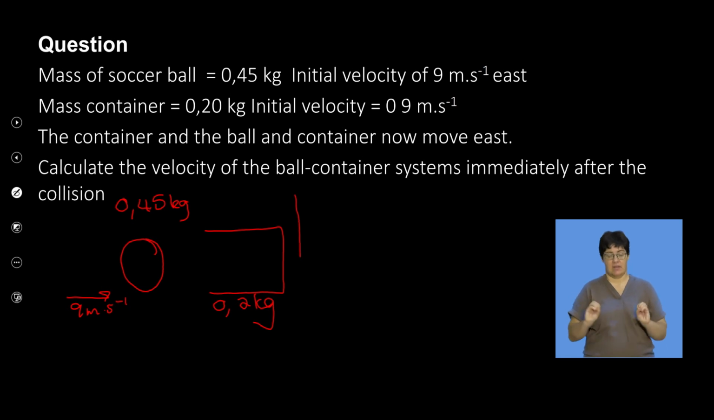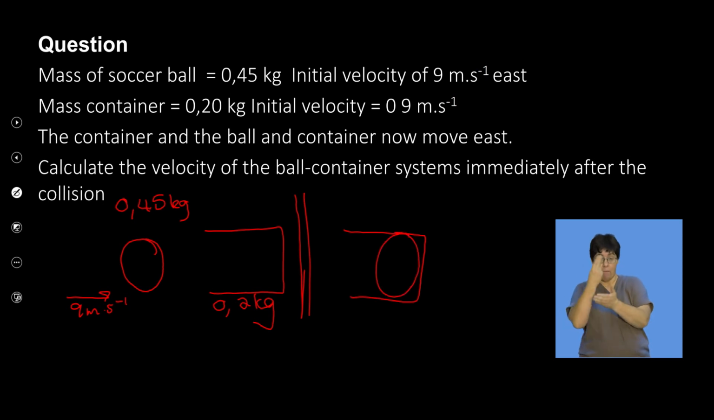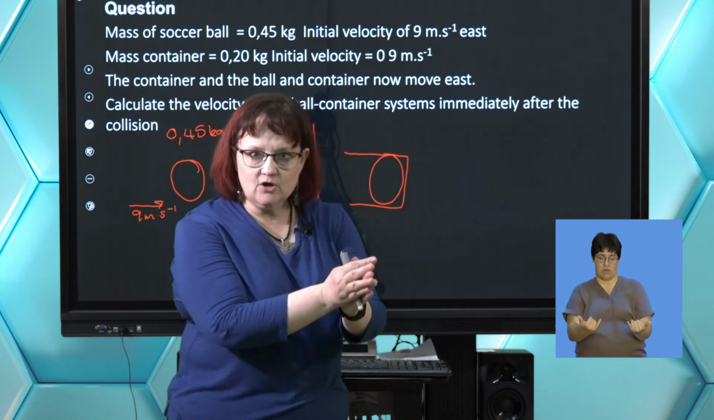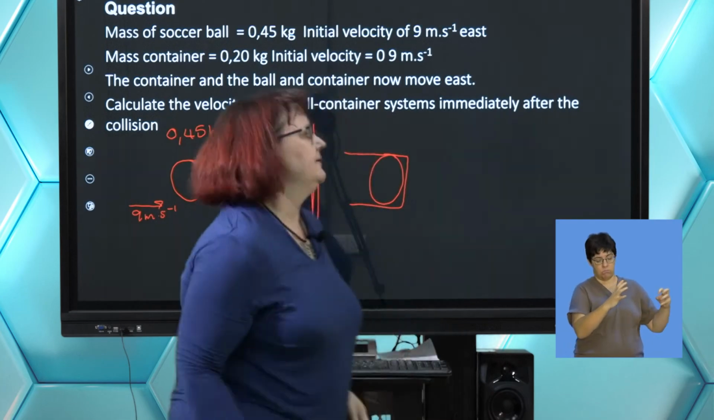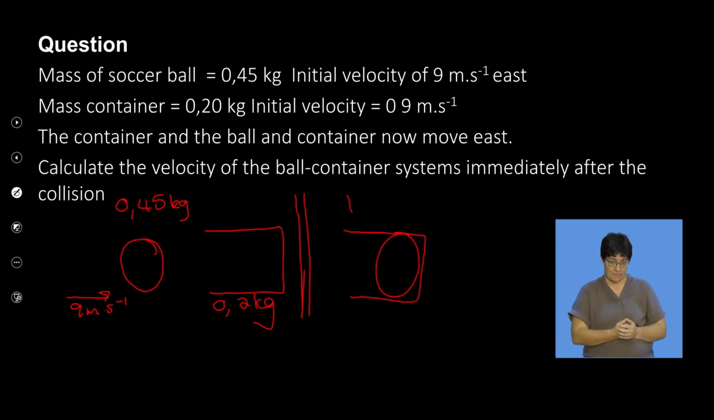When the ball goes in, the container and the ball become one object. So the ball goes in the container, and because the ball was moving, the container and the ball moved together. They want to know what is that final velocity. So really, by drawing a diagram, we've made this a lot simpler than it sounded. And that's the important part here. That's why we draw diagrams, okay?